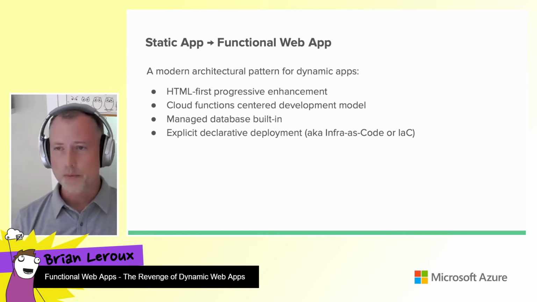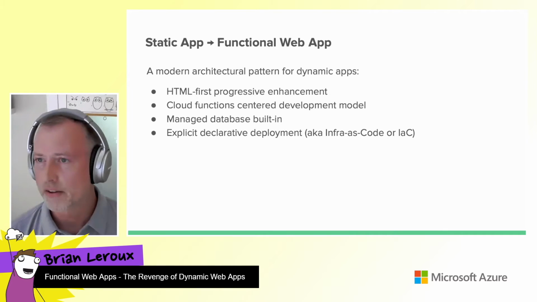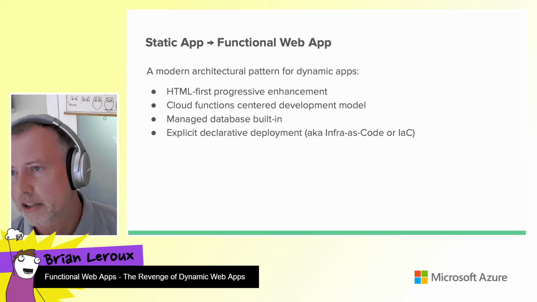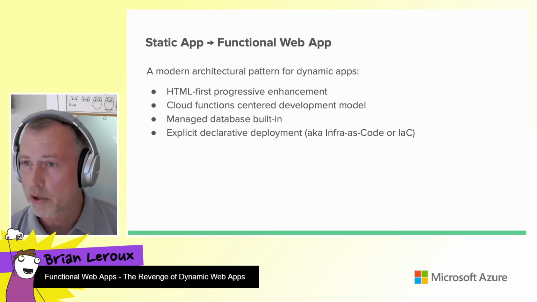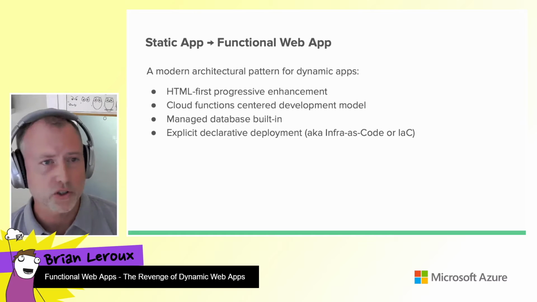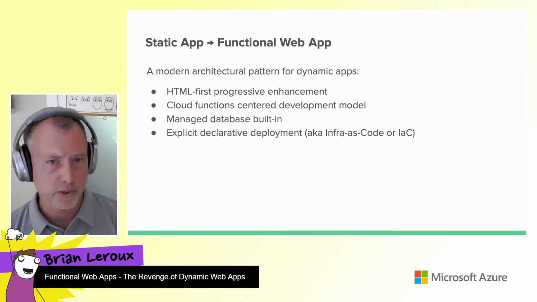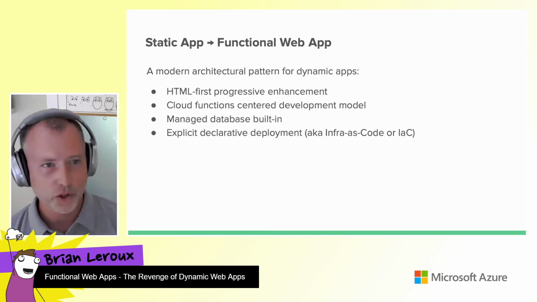So the static app thing has been great. I love it. I think it's fine for inert content, but as soon as you're starting to go dynamic, it's time to take a look at this type of architecture. I believe personally that we should be looking more closely at HTML first and progressive enhancement for the most accessible experience. I think a cloud function centric model is well overdue.